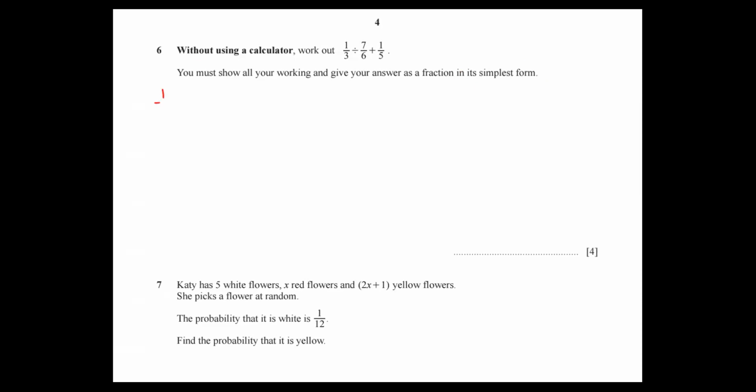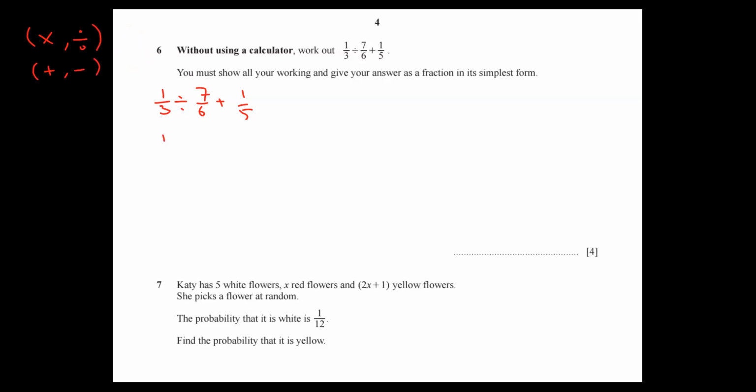I'm starting with 1/3, dividing by 7/6, and plus 1/5. According to the BODMAS property, for example, if 2 into 2 plus 2 comes, some students by mistake add first. For example, this addition comes here and multiplication comes, so some students first add there. They think to start from the left. No, not like this. We have to follow the BODMAS property first. Multiplication and division have higher priority compared to plus and minus. So that is why I will do the dividing first.